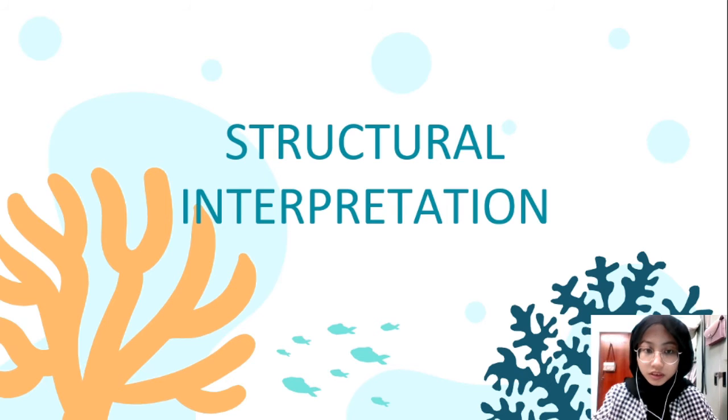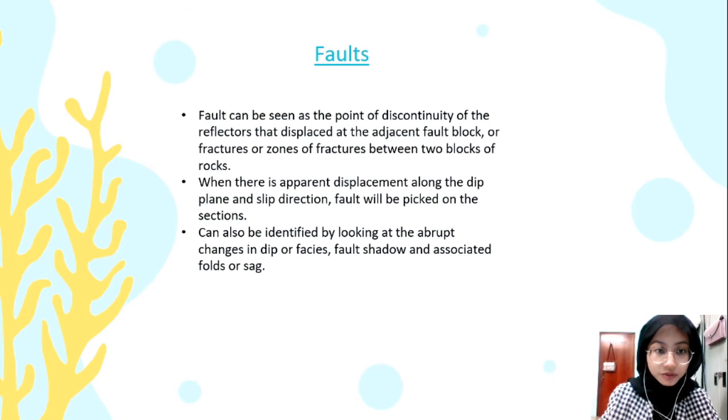Okay, we will move to the interpretation part. The first one is the structural interpretation. The first is the fault, which can be seen as a point of discontinuity of the reflectors, displaced at the adjacent fault block, or the fractures between two blocks of rock. When there is apparent displacement along the fault plane and slip direction, a fault will be picked on that section. It can also be identified by looking at abrupt changes in the axis, fault shadow, and associated faults.